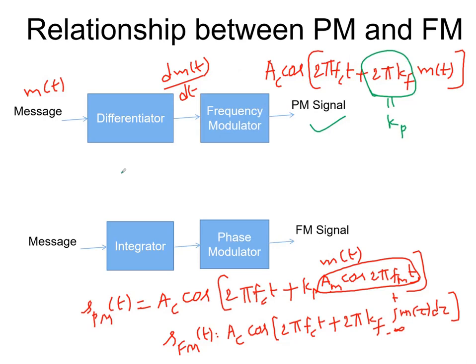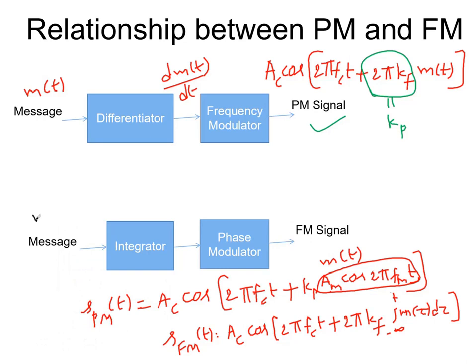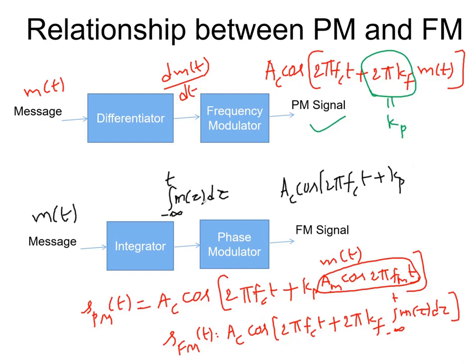In a similar manner, let us analyze the second one, the generation of FM using a phase modulator. Whenever you do integration of m(t), you are left with the integral from minus infinity to t of m(tau) d tau. Now if you pass it through a phase modulator, what is your phase modulated signal? That is Ac cos(2 pi fc t plus kp times m(t)), where m(t) here is the integral from minus infinity to t of m(tau) d tau.